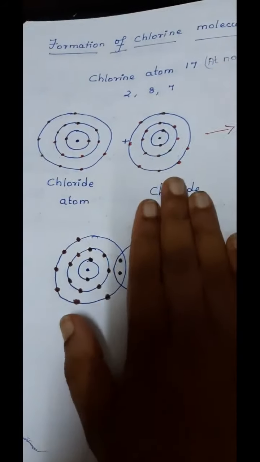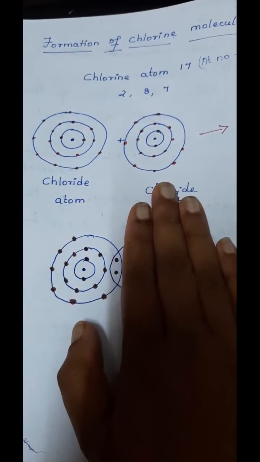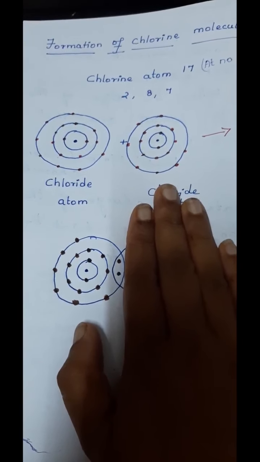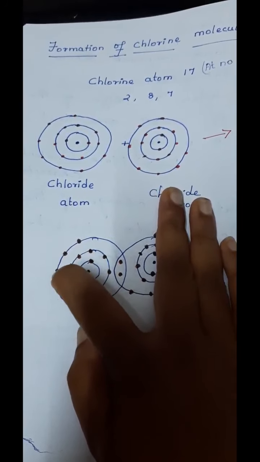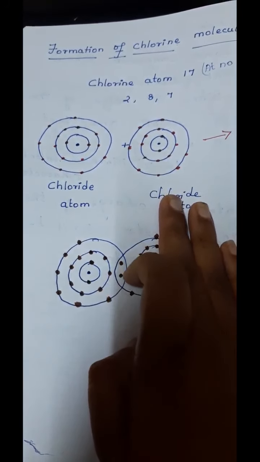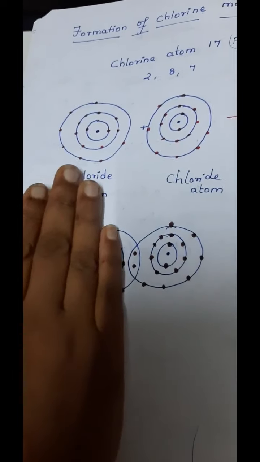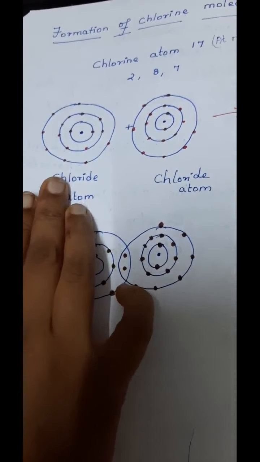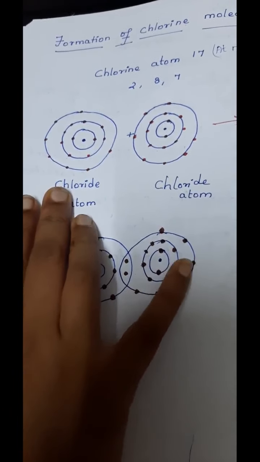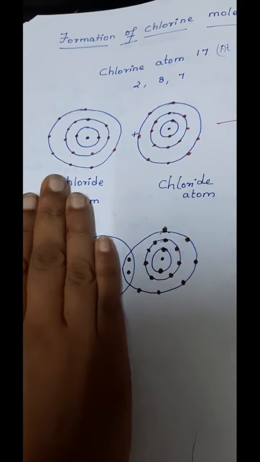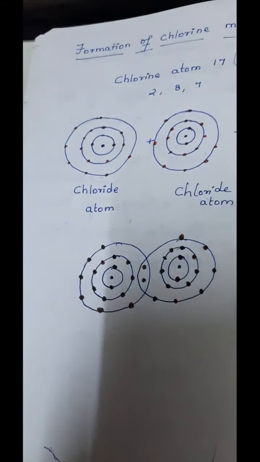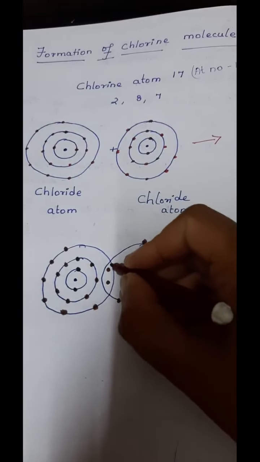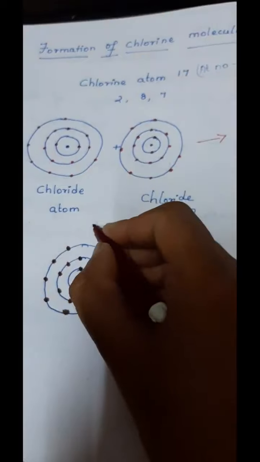Now just close this one and see how many electrons are in the last shell: 1, 2, 3, 4, 5, 6, 7, 8. Or if you close this side and see, how many electrons will you have in the last shell? 1, 2, 3, 4, 5, 6, 7, 8. So they attain the stable configuration. So sharing of the shared pair of electrons, this is called what? Shared. This is the shared pair of electrons.